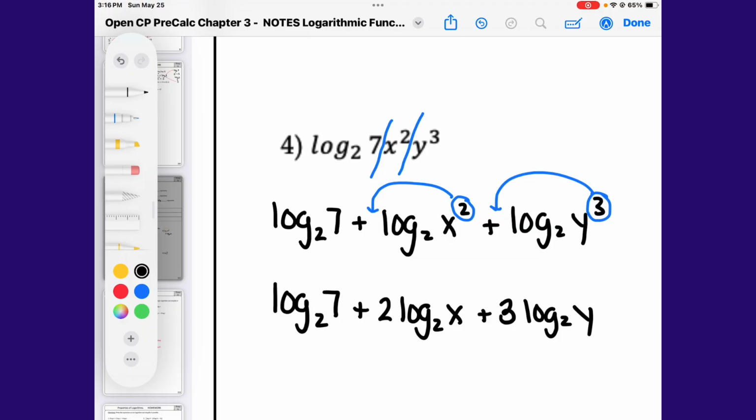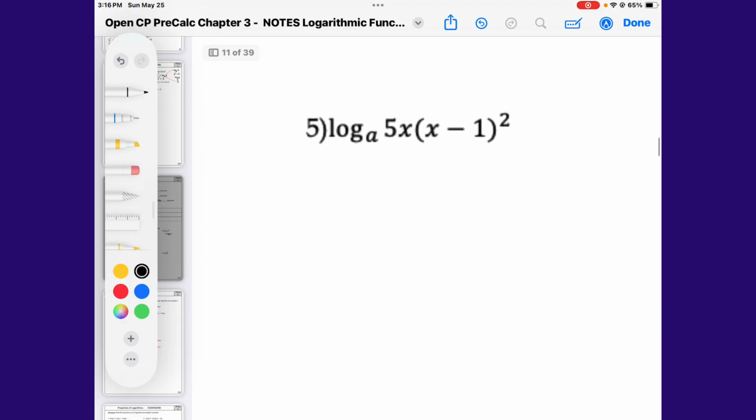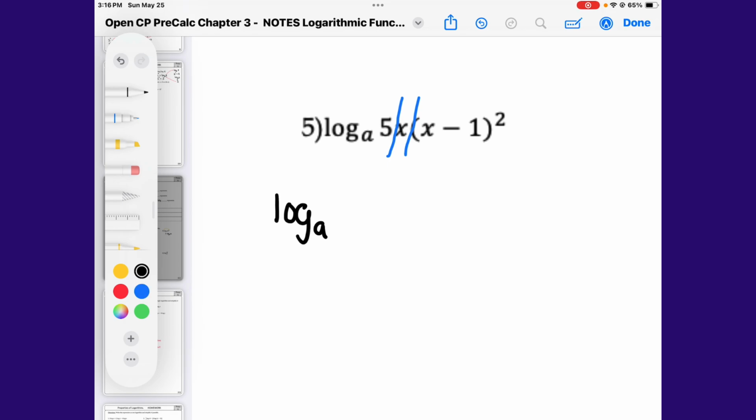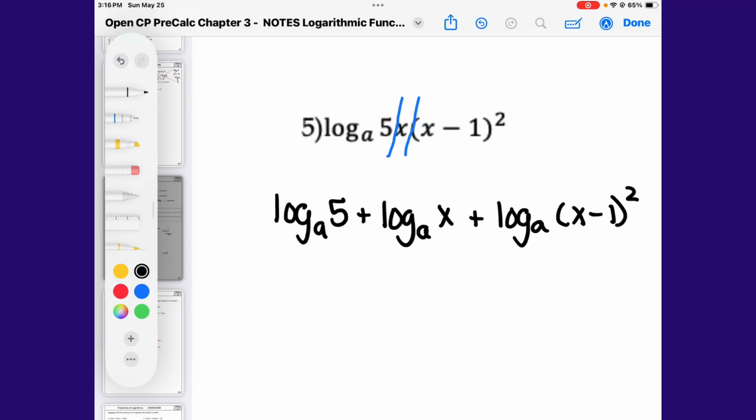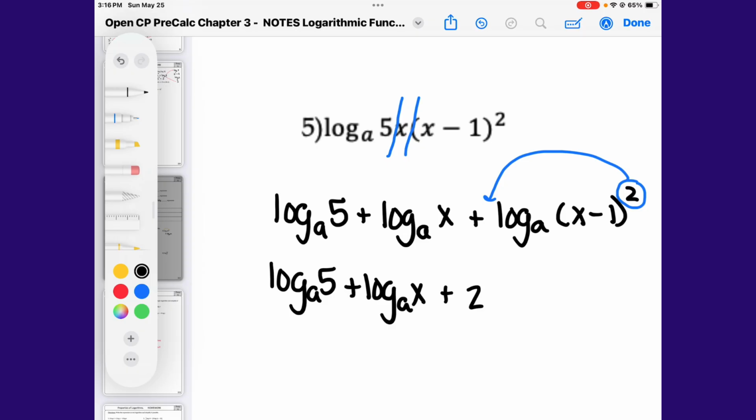Let me show you another one where we're using multiple rules. So here we have log base A. We have 5 multiplied by x multiplied by this binomial. So we have 3 things we're multiplying, so we're going to turn that into 3 additions. Log base A of 5 plus log base A of x plus log base A of x minus 1 squared. Now we can't have that exponent, so we're going to bring it out in front of this last log. So we have 2 multiplied by log A of x minus 1.